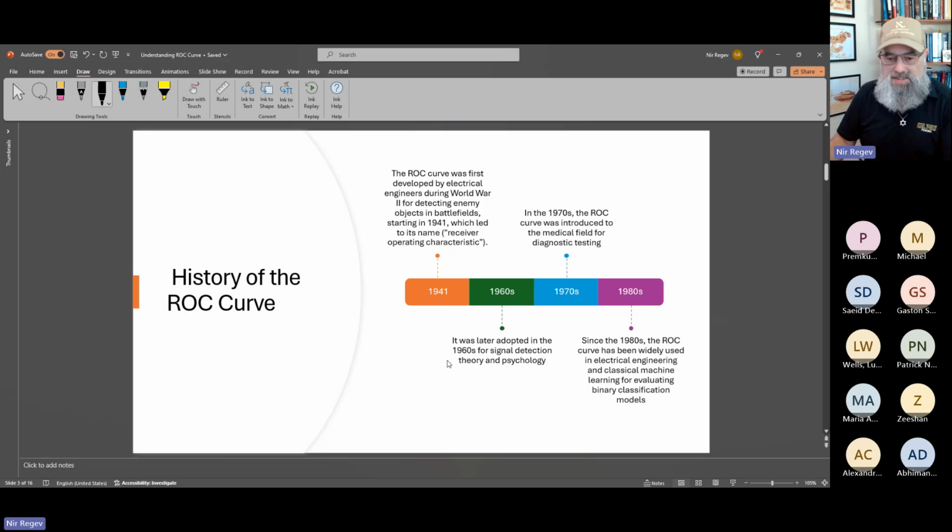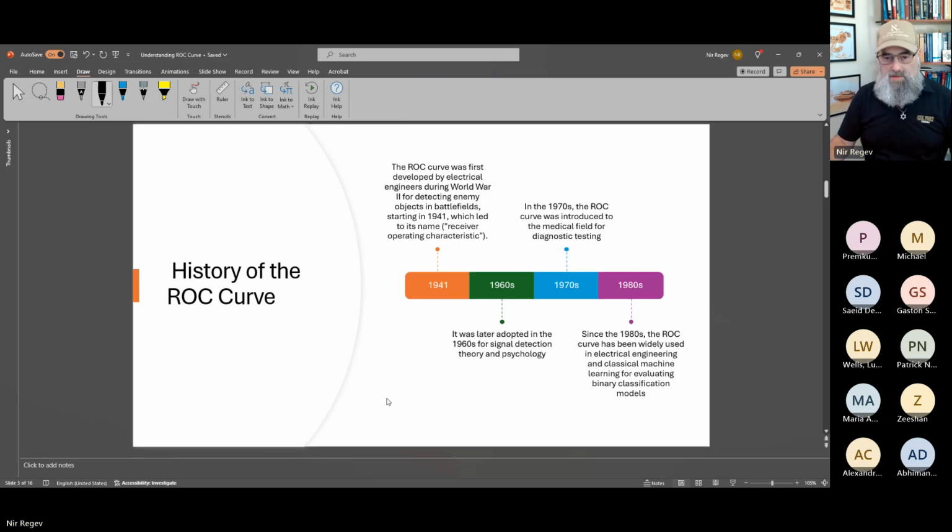In the 1960s, it entered signal detection theory as a subject. In psychology in the 1970s, it was introduced to the medical field for diagnostic testing. And since the 1980s, it's widely used in computer science, electrical engineering, classical machine learning, and even deep learning.